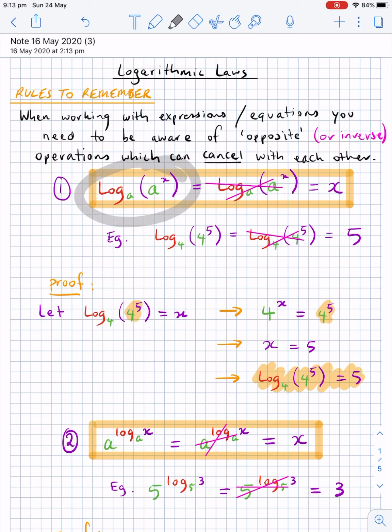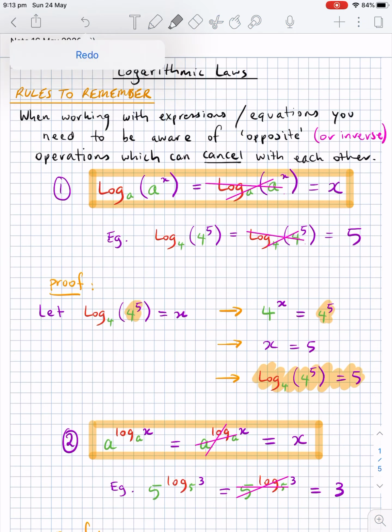So here is our first situation: when you're dealing with the log base a being applied to a base of a, which are considered to be opposites. These two things will cancel, leaving us with the power of x, which is what this expression equals. An example is right here: log base 4 of 4 to the power of 5. The log base 4 cancels with the base of 4 because they're the same number, leaving you with the power of 5 as your answer.